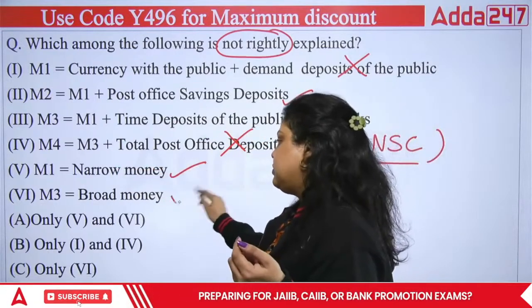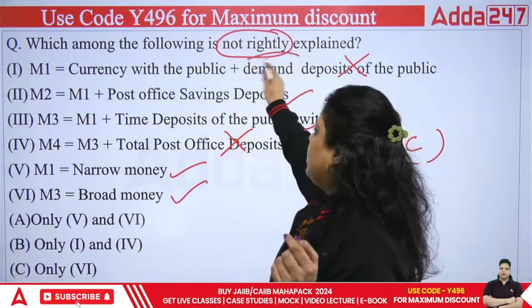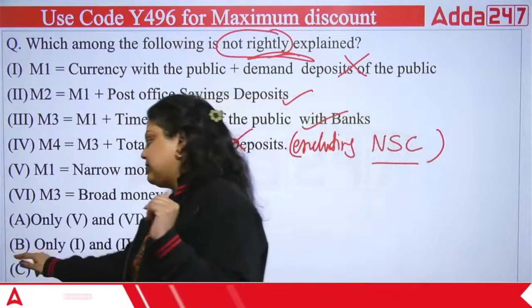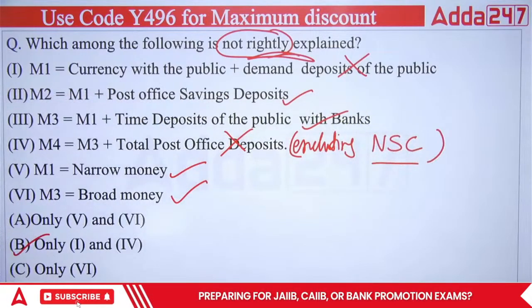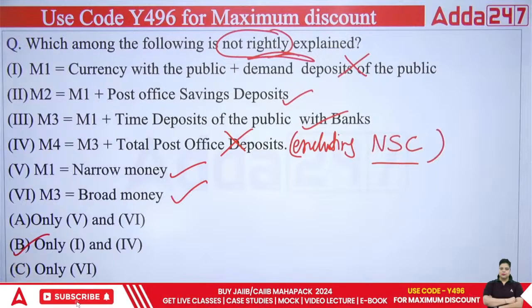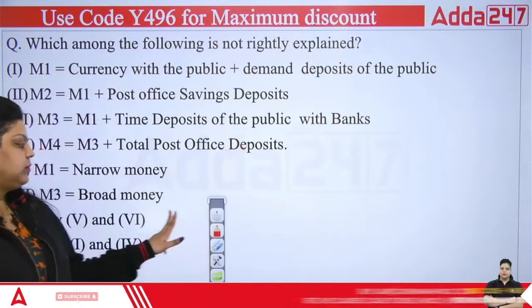M1 is narrow money, M3 is broad money, and the question was asking not rightly explained. It means first and fourth. It means your B option is the correct answer. The right answer will be your B option. I hope it's clear. Right answer is your what? It's B option.